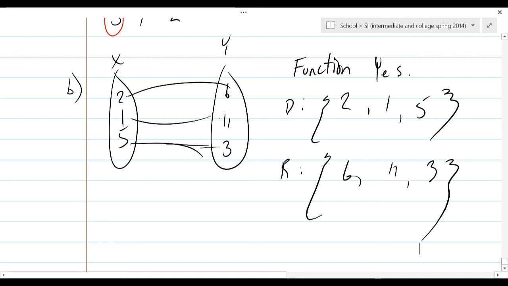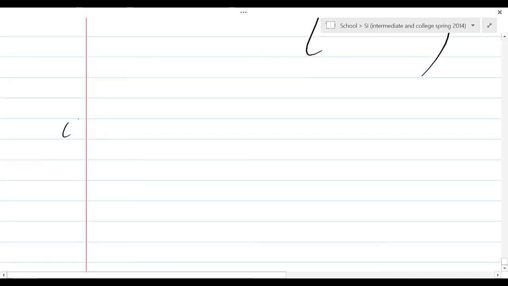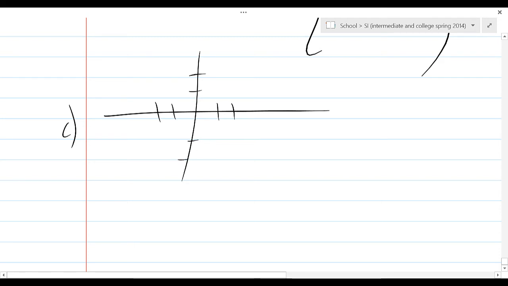Alright. Part C. This one's a graph. We've got a circle. I guess that's a horrible circle. Okay. And we've got to decide domain and range.